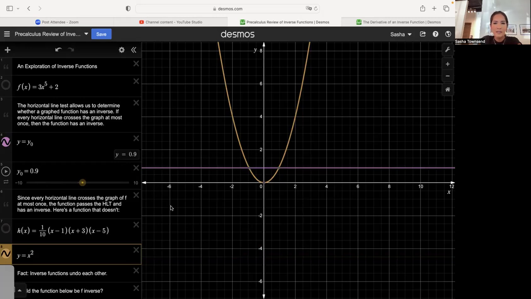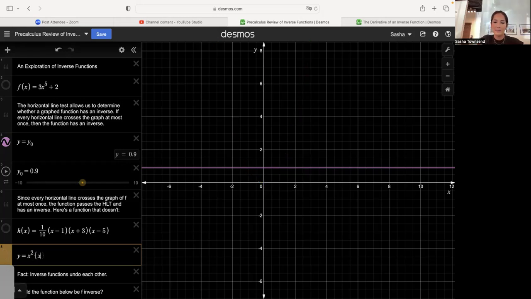So what we do when we want to make a function like y equals x squared invertible is we take a restriction of that function. We say, if I only looked at the left side of this parabola, I'd be fine, and the function would have an inverse. Or if I only looked at the right side of this parabola, I'd be fine, and the function would have an inverse.